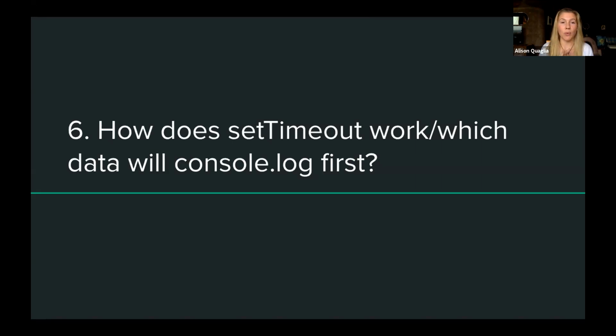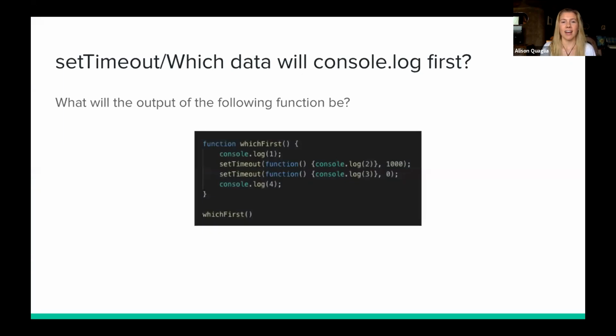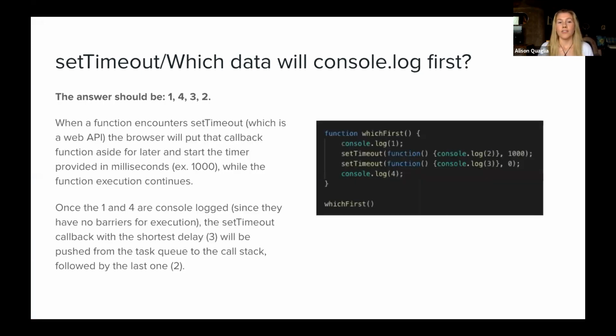Number 6, how does setTimeout work, or which data will console log first? I've definitely gotten this one a number of times. So this one, we have a function, first, and we have 4 different console logs. 2 of them have setTimeouts attached to them. One of them has 1,000 milliseconds and one has 0 milliseconds. So the answer to this one should be 1, 4, 3, and 2. And the reason for this is because when a function encounters setTimeout, which is a web API that I mentioned, the browser is going to put that callback function aside for later and start the timer provided in milliseconds while the function execution continues.